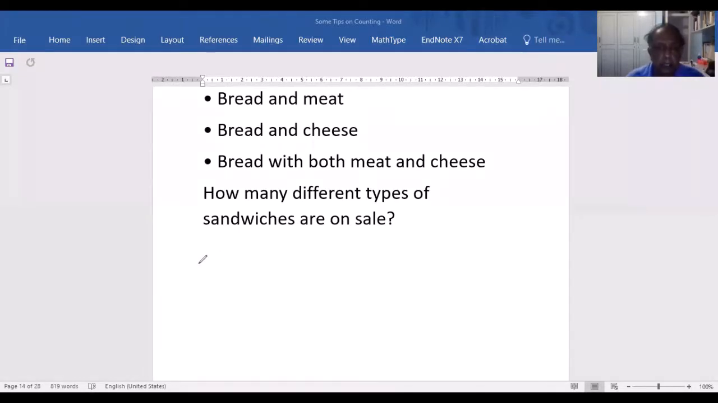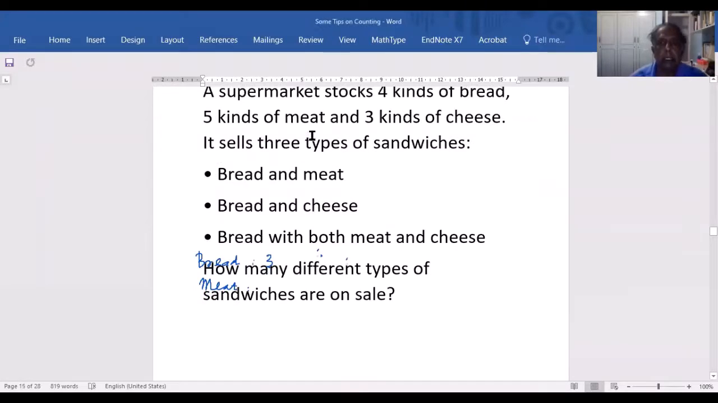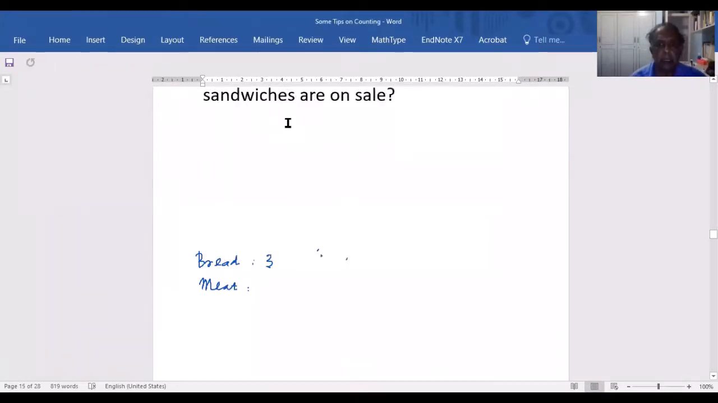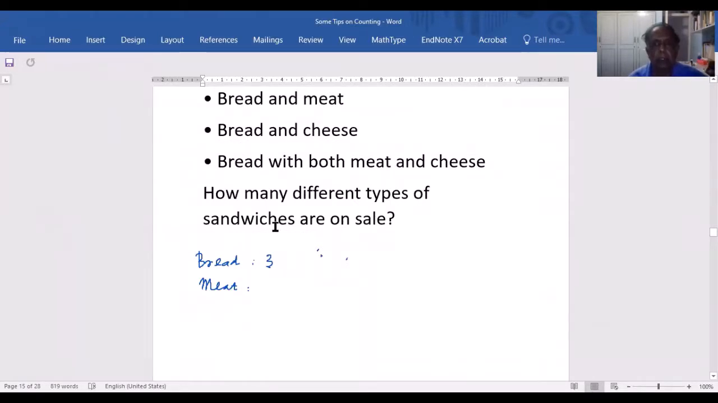Let's keep track of that. So the number of types of bread you have. You have three choices for the bread, for the meat, you had five choices, I think. Yes, so there are five kinds of meat. So let's just get the meat here in order. There are five of them. And then there are four kinds of cheese.